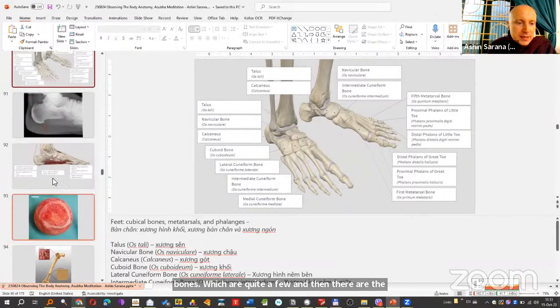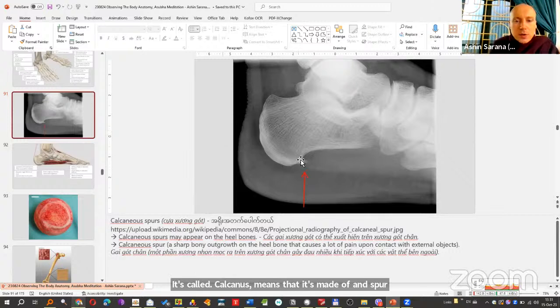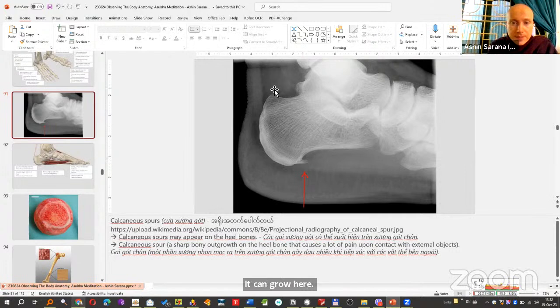Now let's look at some disease. So here we get disease in the bone. It's called calcaneus spur. Calcaneus means that it's made of calcium, and spur means that it is sharp. So it's a sharp point made up of bone tissue. Okay, it can grow here. It can also grow here. And when it grows, it's very painful and you can do nothing about it.